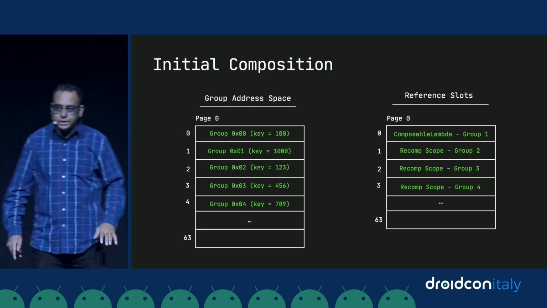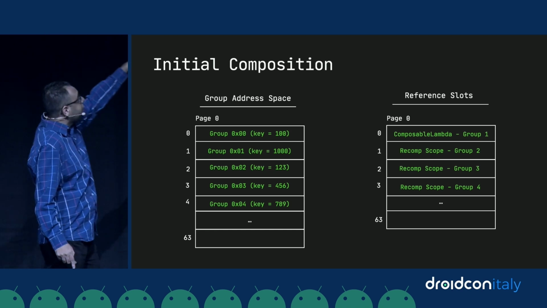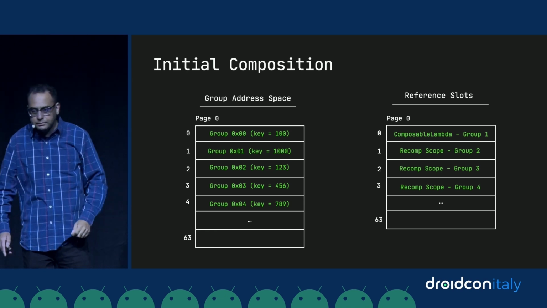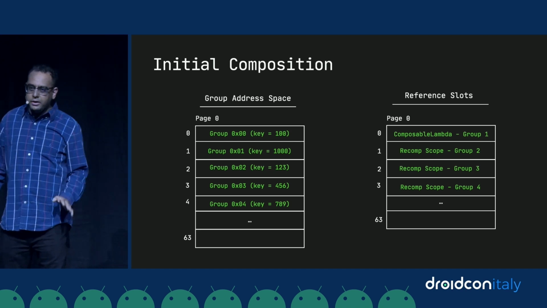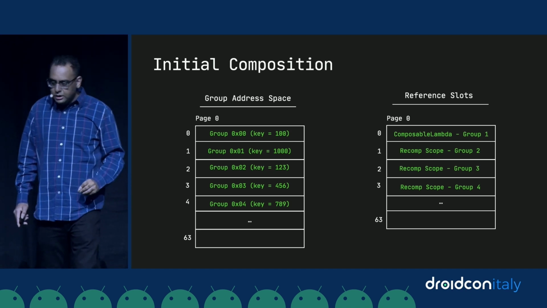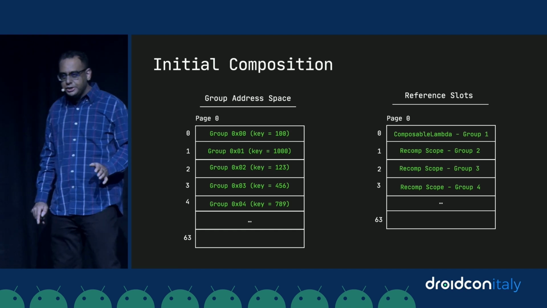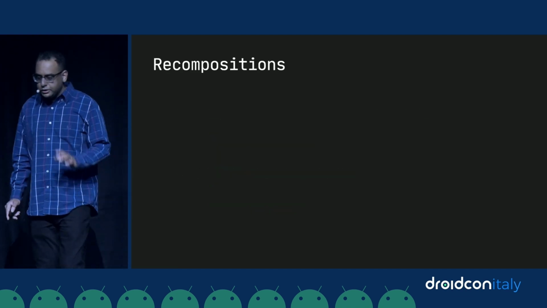And during recompositions, I need to be able to traverse down what changed and update basically the reference slot for it. This has to happen in a very performant manner. It has to happen in a way which makes it performant to you as a client engineer. So the last thing that I want to talk about, those are the 3 goals.